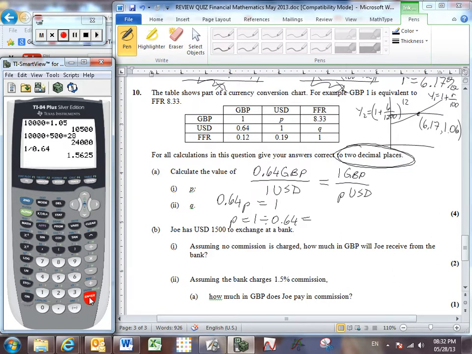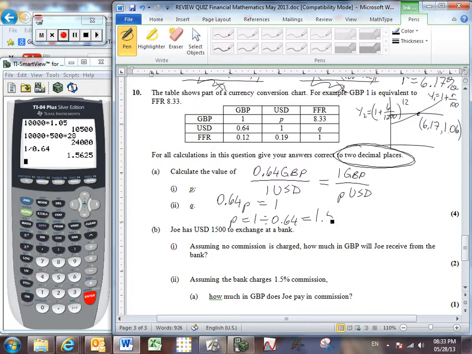And we got 1.5625. And we could round, I suppose, to 3 significant figures, 1.56. Oh, in fact, I have to round to 3 significant figures. Well, not 3 significant figures, 2 decimal places. There we go.